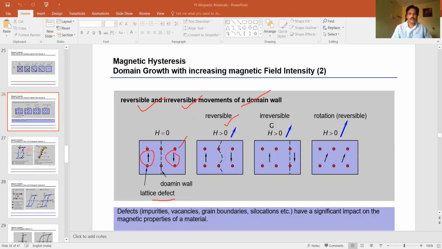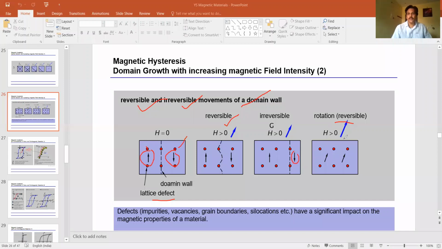Okay. If H is greater than 0, the motion of the domain wall takes place. See, the volume of the domains increases. Okay, it becomes irreversible. It won't come back to its original position. Next, if H is greater than 0, the rotation of the domains takes place. See this domain, the dipoles present in this domain also rotate.